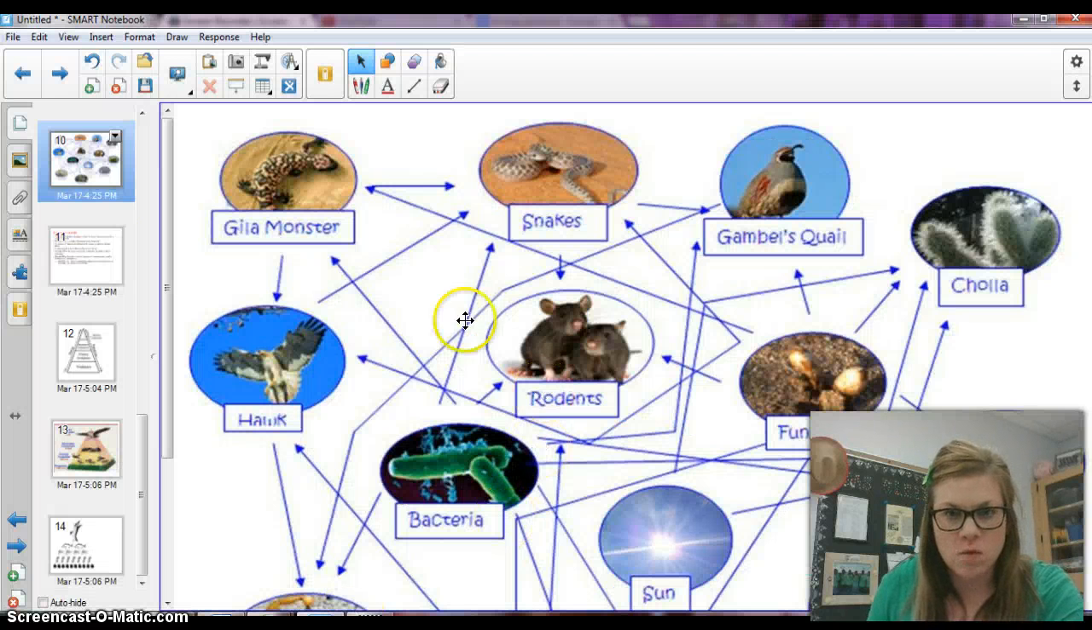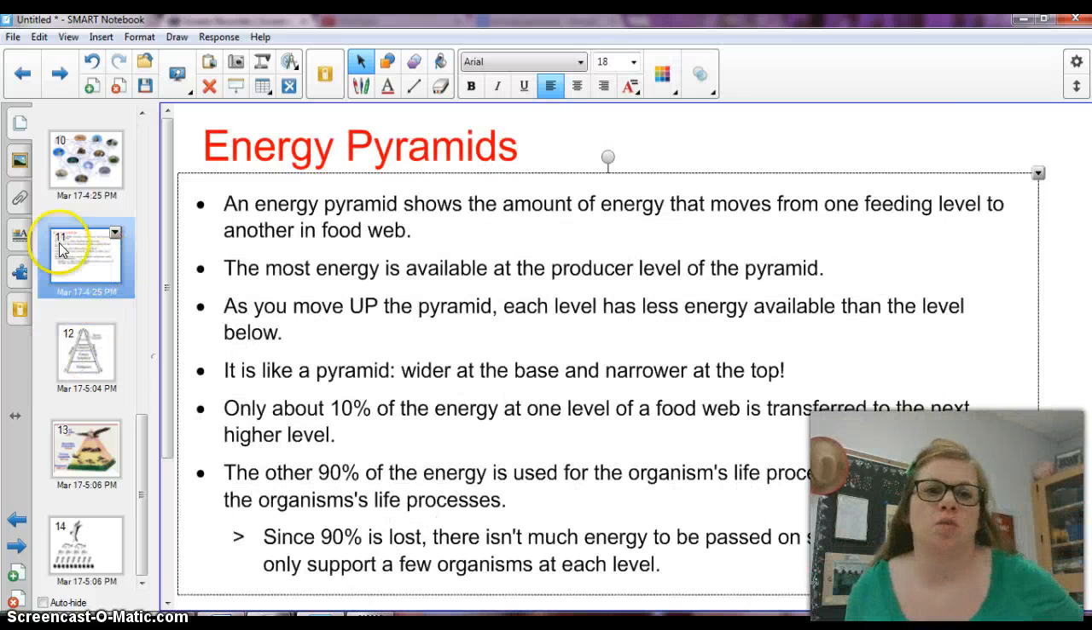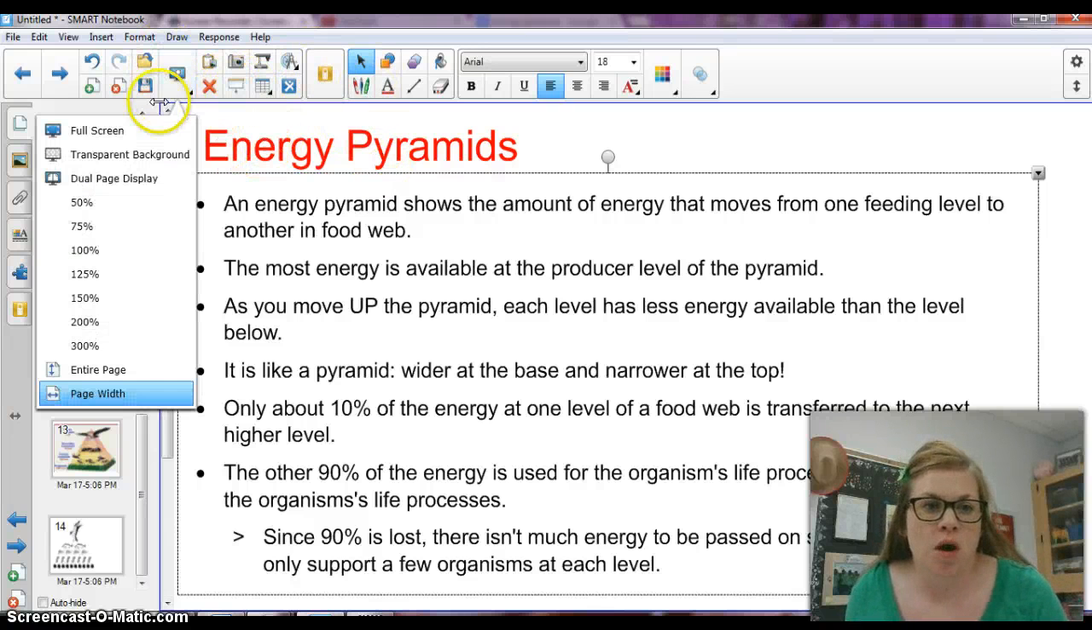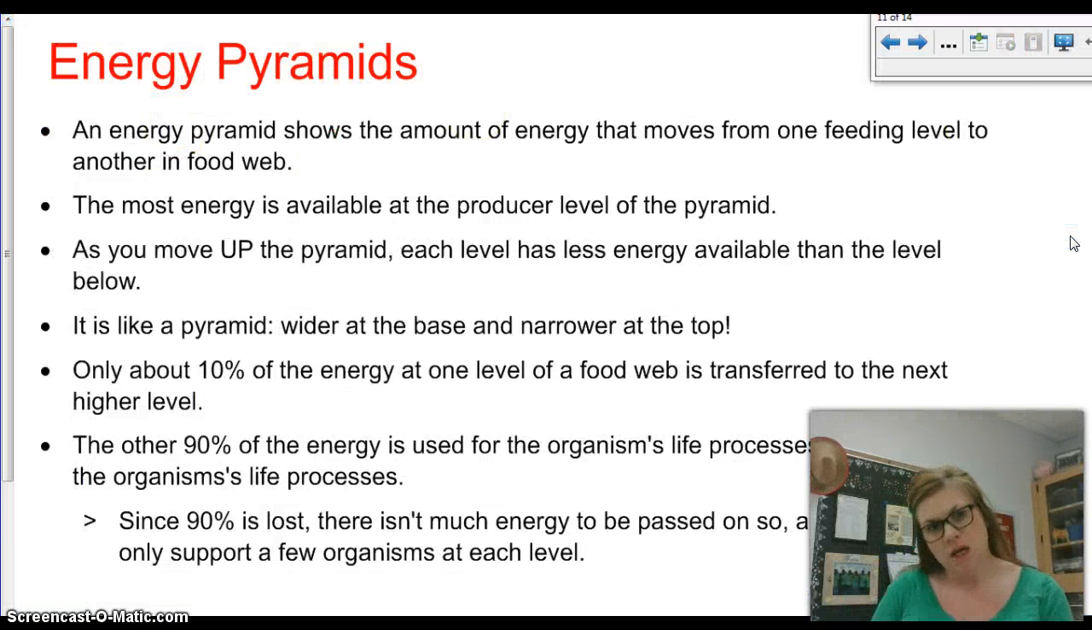Hey guys, we are going to continue talking now about energy pyramids. So we just finished with food webs and food chains. So we're going to talk about energy pyramids. This is basically how energy is transferred from one feeding level to another in a food web. This gets a little tricky and confusing, and I'm not sure why, so hopefully I can clear that up for you guys.